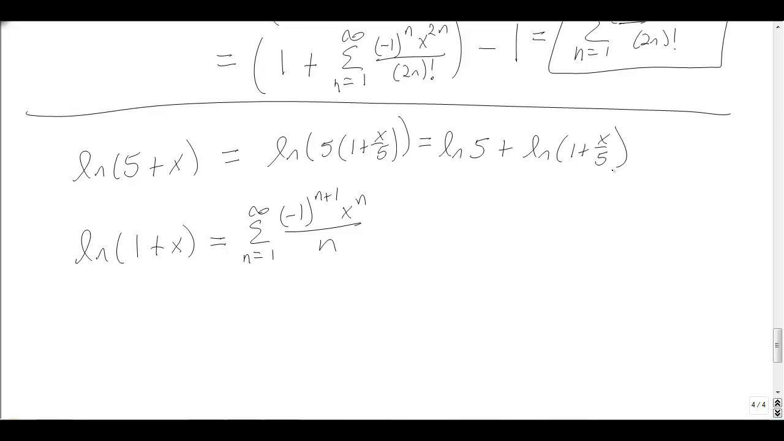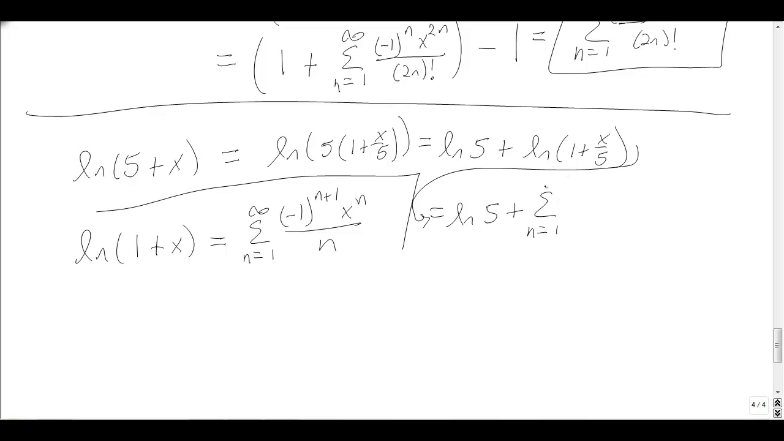What's handy about that is natural log 5 is just a constant here. So I can then use my series for natural log 1 plus x. So I get natural log 5 plus, and then this natural log 1 plus x over 5 becomes the sum n equals 1 to infinity, negative 1 to the n plus 1 times not x to the n, but x over 5 to the n, all over n.